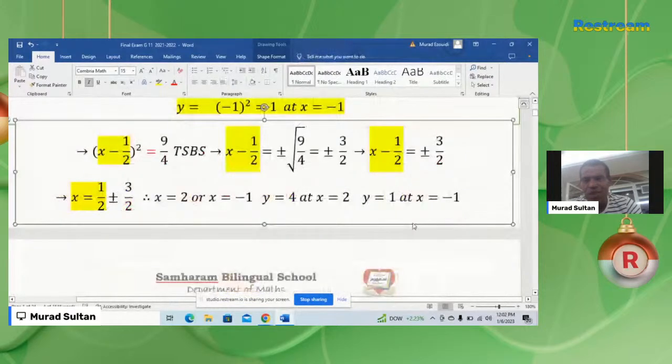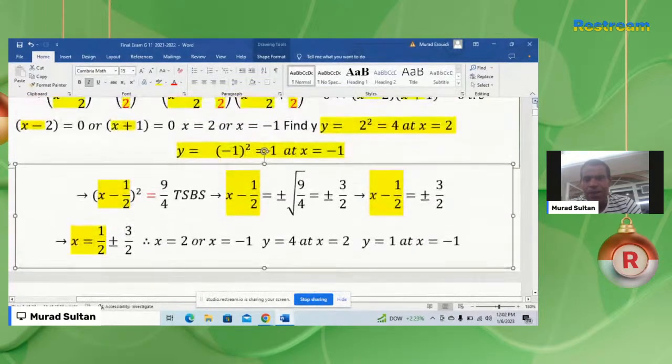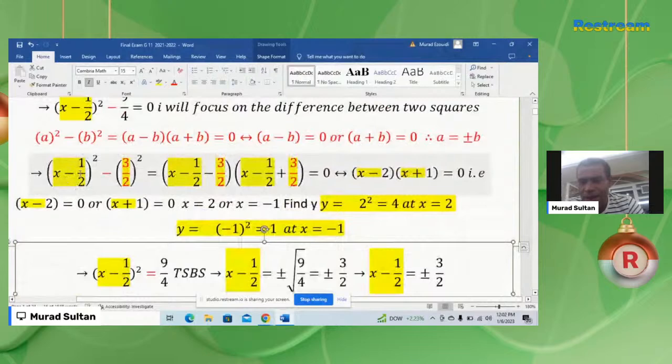Okay, therefore, learners, what shall we do exactly? We will continue and write that as a factor like that. So therefore, I will write (x minus 1/2) squared minus (3/2) squared, which is equal to (x minus 1/2 minus 3/2) times (x minus 1/2 plus 3/2). I will just apply this formula. Equal 0 means what, learners? Means this one equals 0 or this one equals 0.